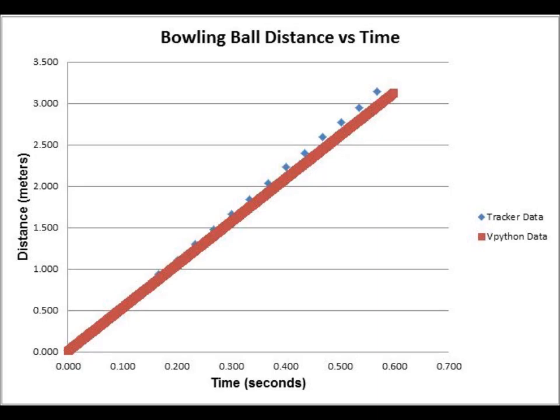Here's a comparison of the two graphs that you saw earlier. The blue dots represent the data from Tracker, which was taken directly from the video. And the red is the experimental data used in VPython to calculate. As you can see, both lines are very similar, which means the results were accurate. And the ball moves at a constant velocity in the positive x direction.